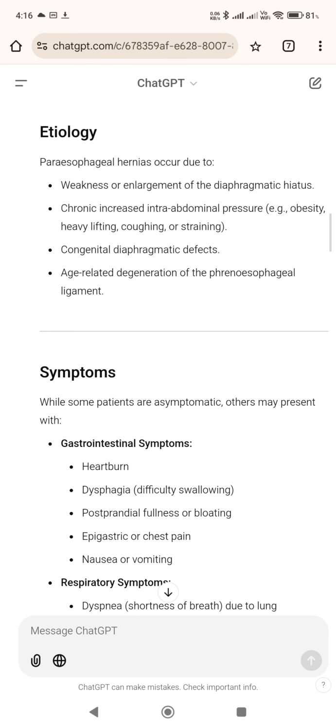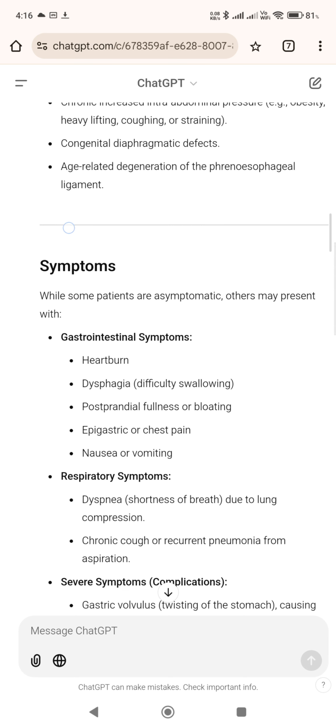Etiology: paraesophageal hernias occur due to weakness or enlargement of the diaphragmatic hiatus, chronic increased intra-abdominal pressure, e.g. obesity, heavy lifting, coughing, or straining, congenital diaphragmatic defects, age-related degeneration of the phrenoesophageal ligament.